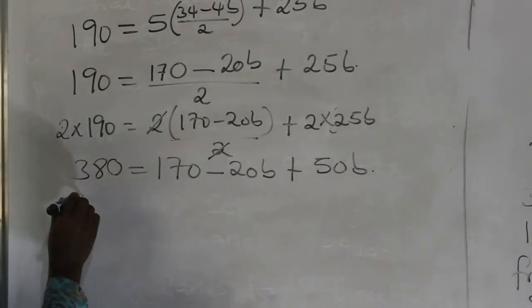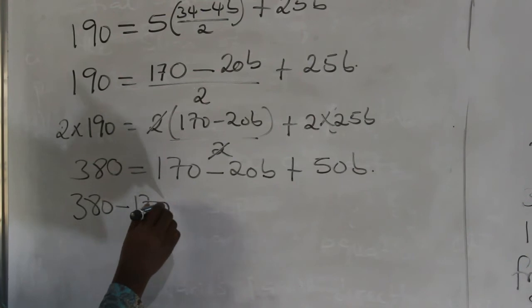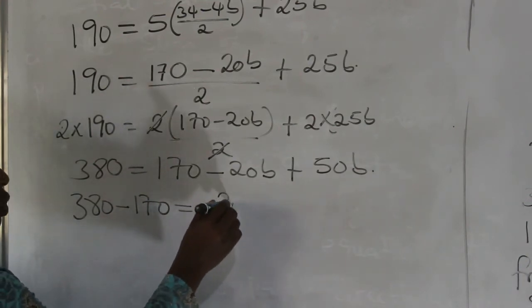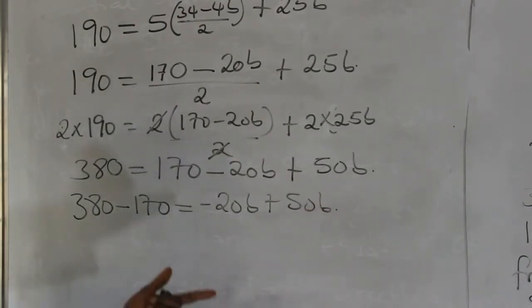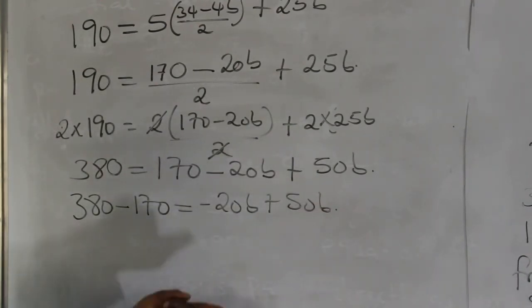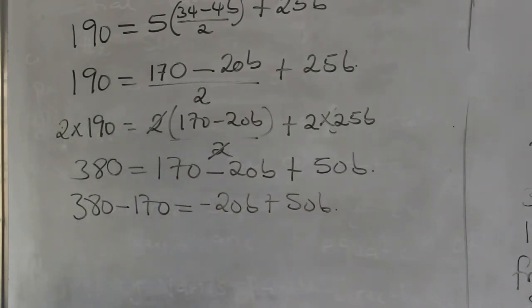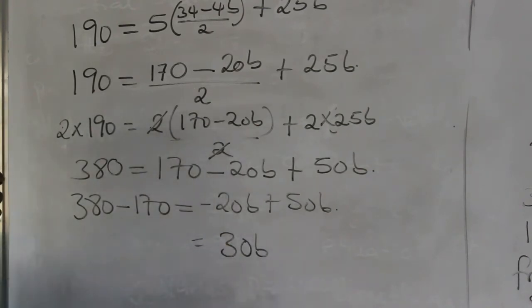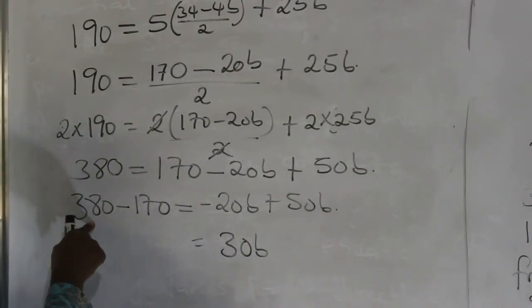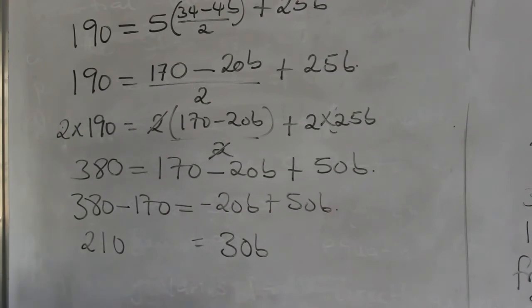So we have 380 minus 170 is equals to minus 20b plus 50b. So we can join them together. Minus 20b plus 50b will give us 30b. So here we have 30b. Then when you subtract this one, you're going to get 210. So this is what we have.